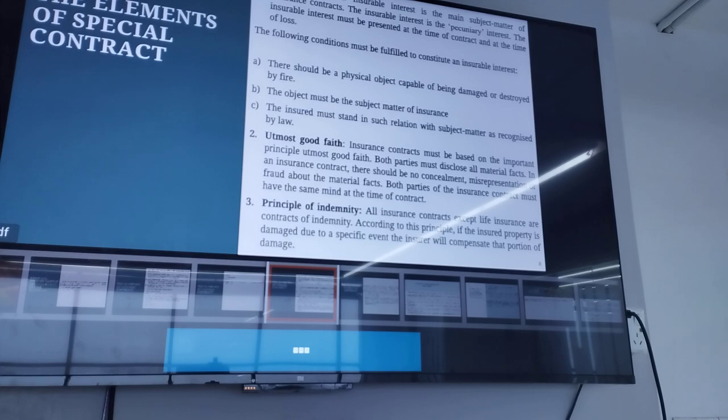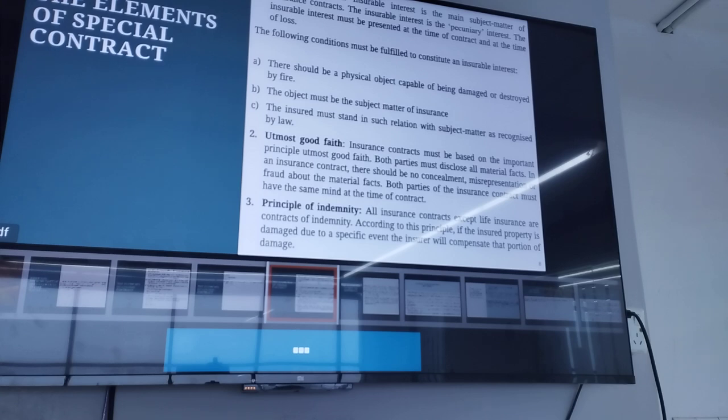The elements of a special contract. Number one, insurable interest. Insurable interest is the main subject matter of insurance contract. The insurable interest is the pecuniary interest. The insurable interest must be present at the time of contract and at the time of loss.